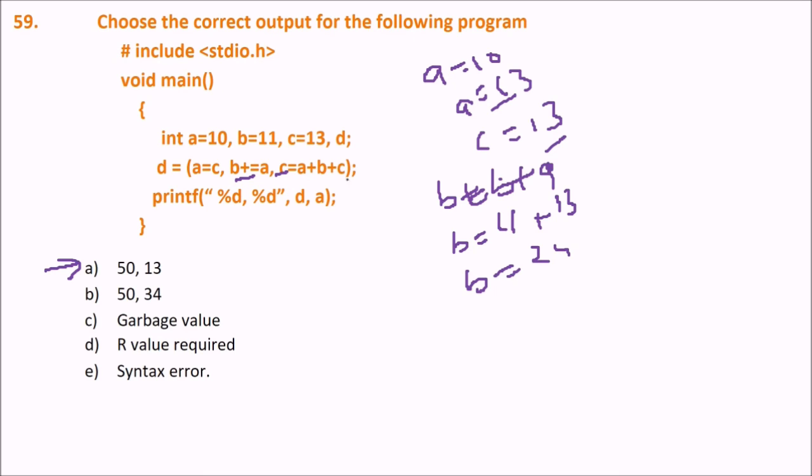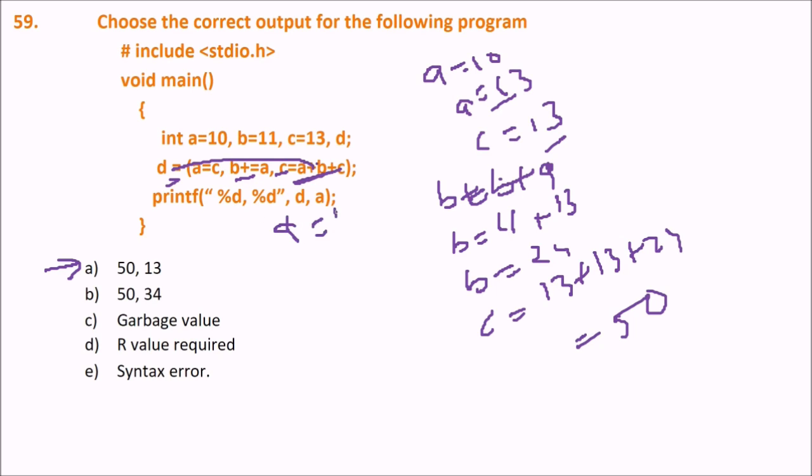Last is C is equal to A plus B. So what will be C? 13 plus 13 plus 24, that will be 50. So C will be this. In the comma separated expression, always the rightmost value will be assigned to D. So D will have value 50.